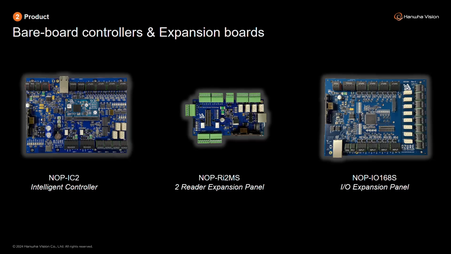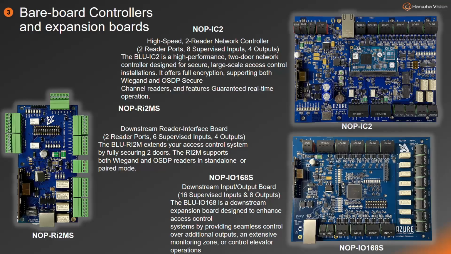And then we have bare board controllers. These are your more traditional looking boards that would go into an enclosure mounted on a wall. This is where you're typically doing large quantities of readers or doors in one area, or you're home running everything to one place, maybe in a small area. On the left we have our intelligent controller. In the middle we have our expansion panel for every two additional doors, or readers I should say, and on the right is an IO expansion board if you need more expansion than the main unit.